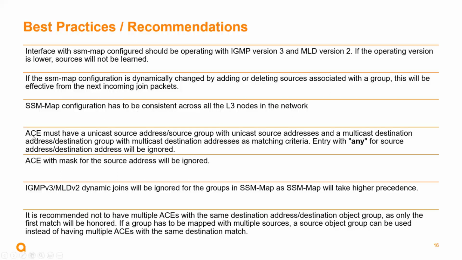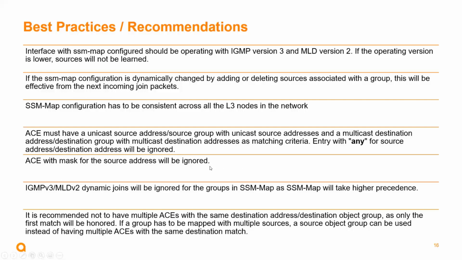And please note, the access control entries must have unicast source addresses, as we just emphasized, right? These source addresses must be unicast. Destination addresses must also be /32. The entry keyword any is not supported for source or destination. Okay, these will be ignored. Or if you use a mask, the masking of the source would be ignored. Let's say if you do 192.168.1.0/24, that would be ignored.